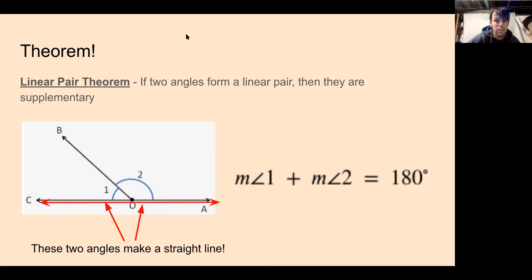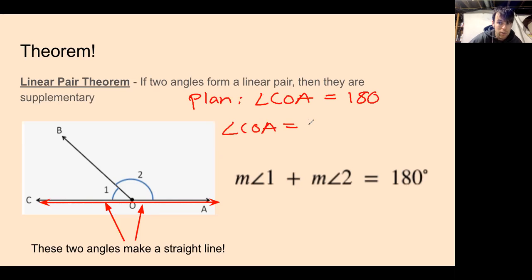So I'm going to be using 2 concepts, and I'm just going to set out a plan for what we're going to be doing here. I know that angle COA, that's the straight line I drew right there, equals 180. And I also know that angle COA equals angle 1 plus angle 2, right? If I add those together, that's using my angle addition postulate.